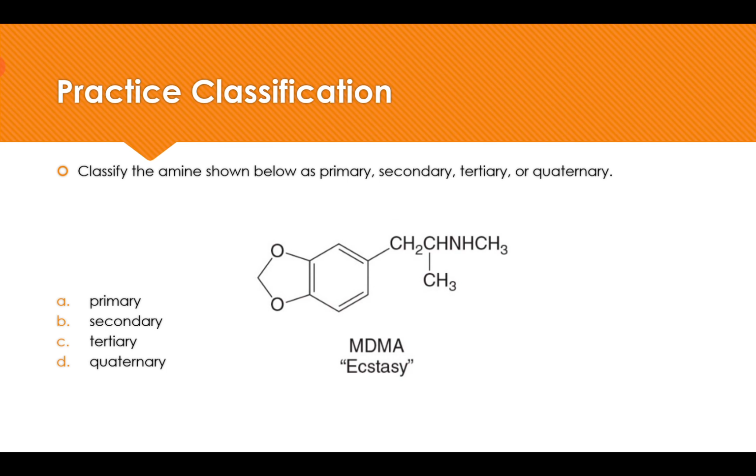What about this molecule? Primary, secondary, tertiary, or quaternary? This molecule has 1, 2. That's not where the nitrogen is. The nitrogen is here. This molecule has 1, 2 carbon groups. This one is secondary.